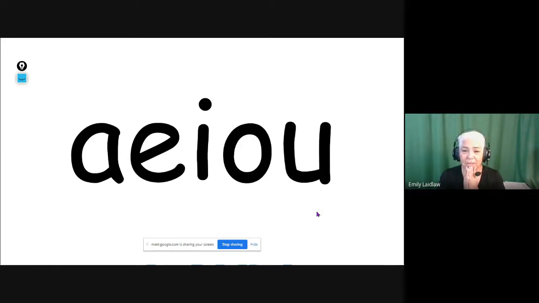So the kids aren't trying to blend "ka-atta," and they can't go from "ka-atta" to "cat." They have to go from "k-at" to blend, right? So keeping the vowel sounds, the vowel additives, to a minimum.